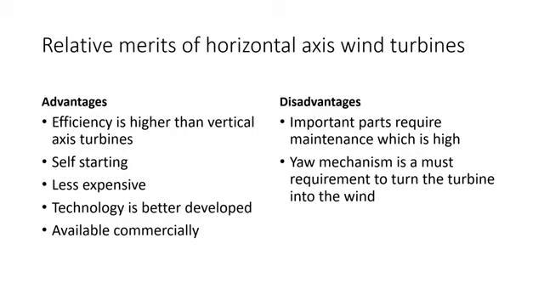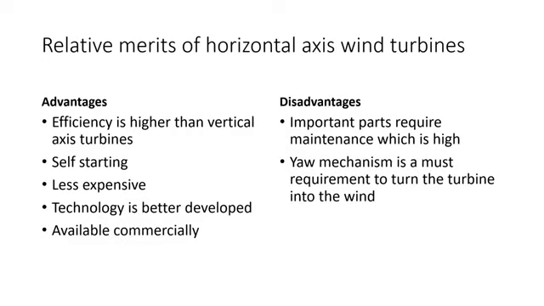In this slide is listed the relative merits of horizontal axis wind turbines. The main advantages of the horizontal axis wind turbines are: efficiency is higher than vertical axis turbines. These are self-starting, less expensive to install. The technology is better developed through continuous research and readily available commercially.